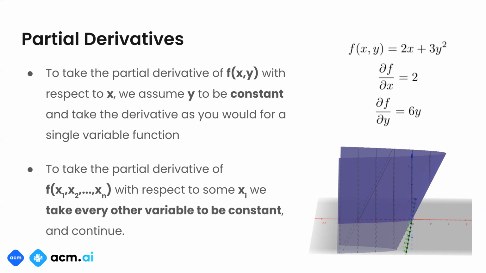Where basically, if you're taking the partial with respect to one xi, you hold all the other x's to be constant, and then do the same thing with derivatives. And so it's inductive in that way. It keeps going for any n that you have.